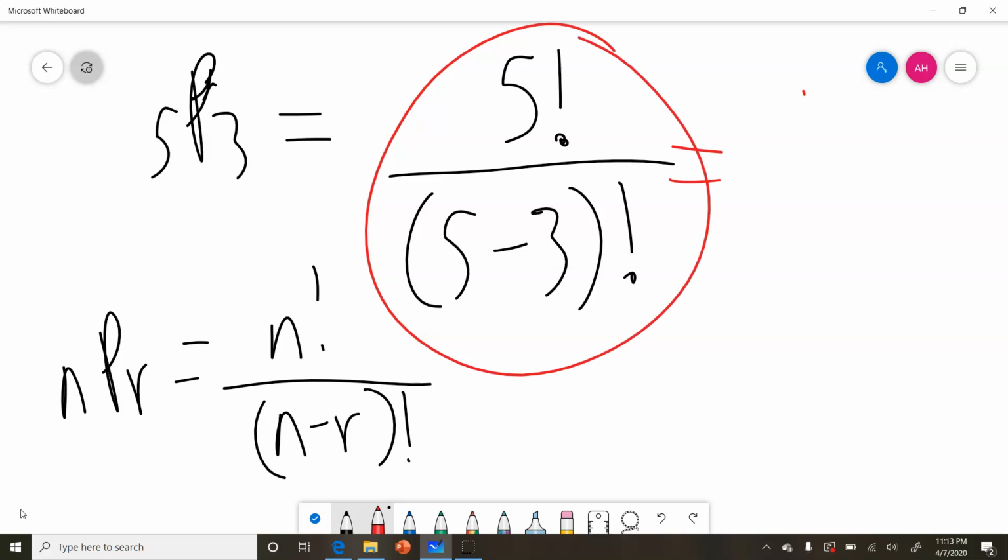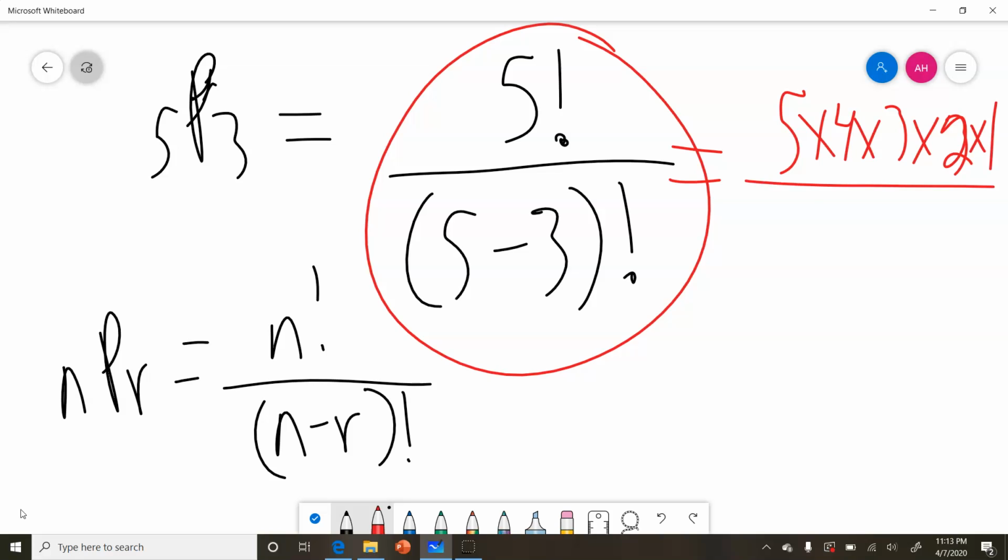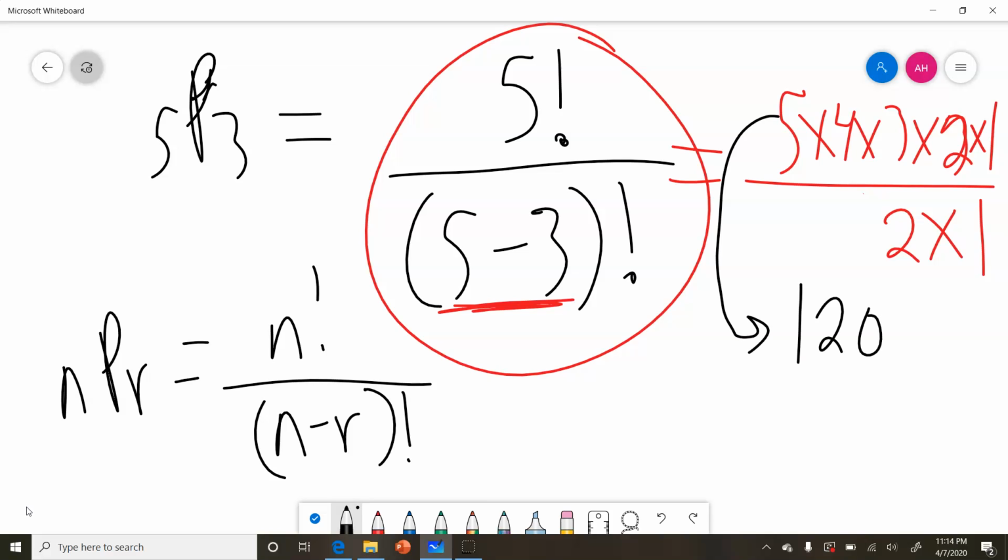So the top stays the same, right? That's 5 times 4 times 3 times 2 times 1. That's what we learned at the beginning of our lesson. Now this down here, what is 5 minus 3? That is 2, and 2 factorial is just 2 times 1. So we can erase this right here. 2 factorial is the same thing as 2 times 1.